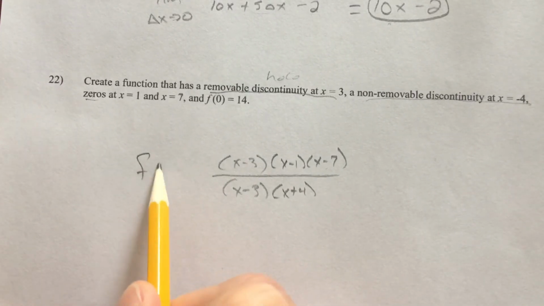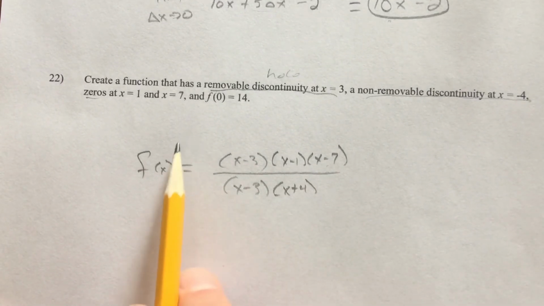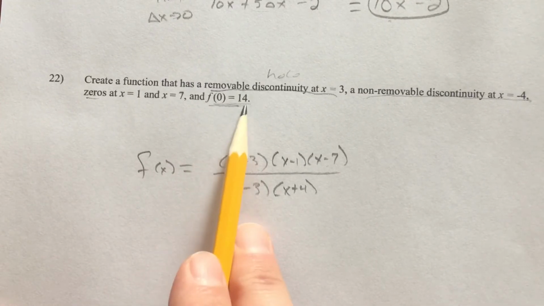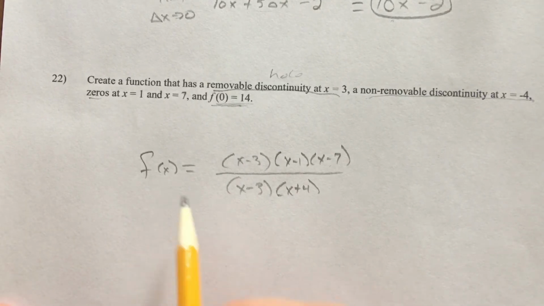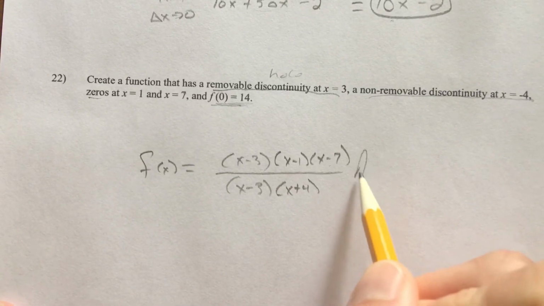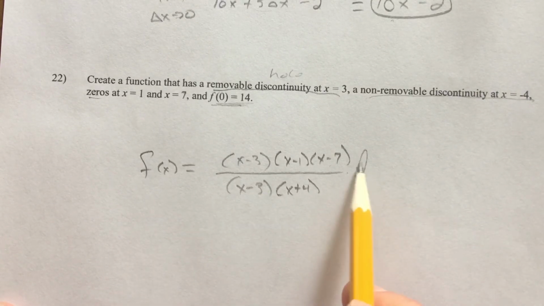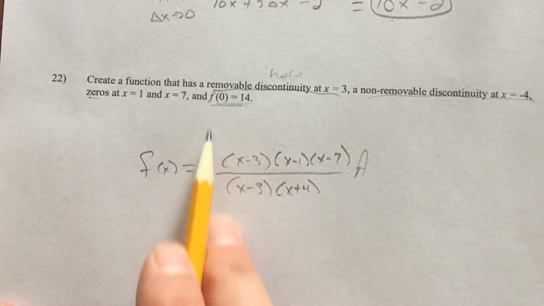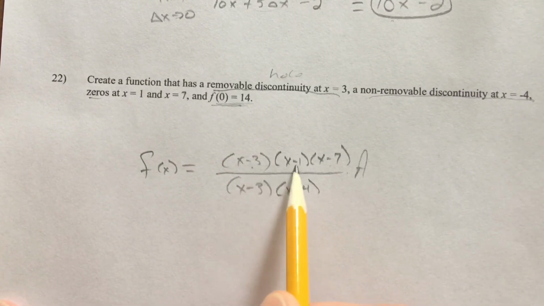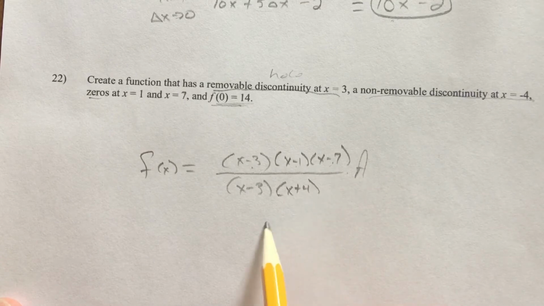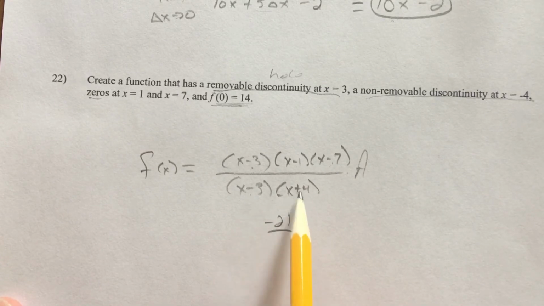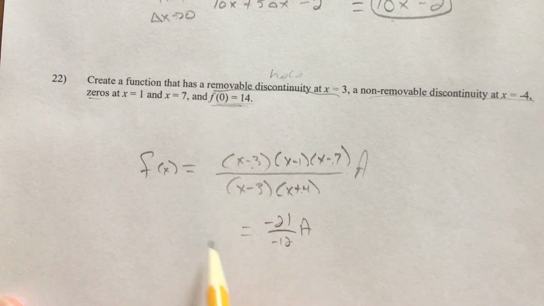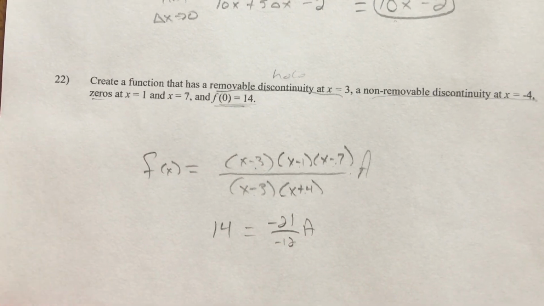All right, so this is a good framework for our problem, but now we had one extra thing thrown in just for fun, and that is if we put 0 in for x, we're supposed to get 14 as an answer. So I'm going to say let's have this all multiply some value a. Don't know what a is, we're going to see. Some kind of adjustment that we need to make here. And if I put 0 in for x, I'm going to get negative 3 times negative 1 times negative 7. That's a negative 21 over negative 3 times 4, that's a negative 12. Okay? And when I put 0 in, I want the function to equal 14. So I want this to be 14 over here.